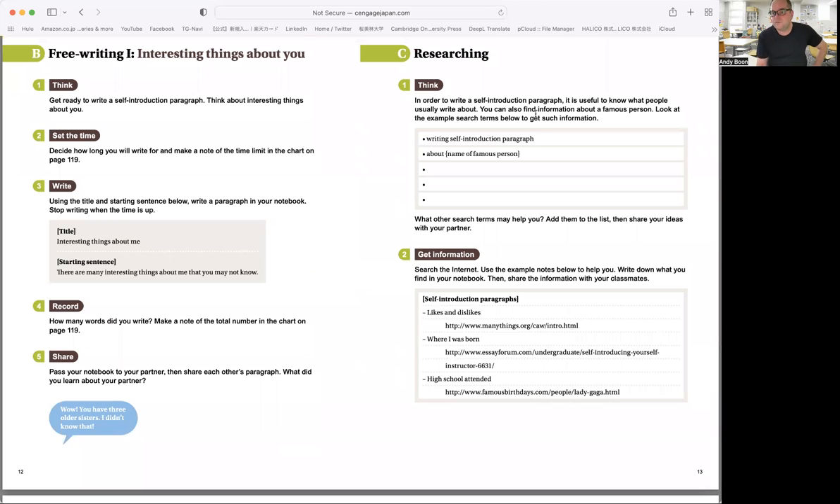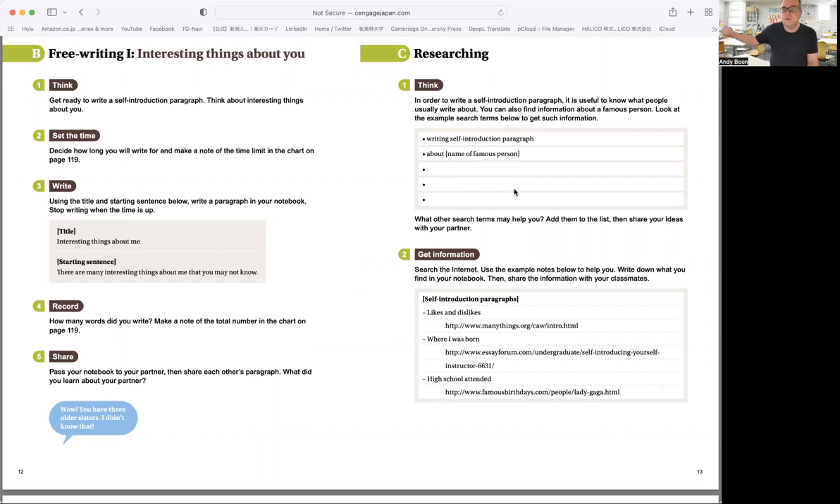Now, in the book, I've tried to build in a little bit of online research for students so that they can get some ideas about what people may include in a self-introduction. So here, students may think about what people usually write about and go online and see if they can find, in English, a self-introduction from a famous person and think about the topics that they include in the writing.